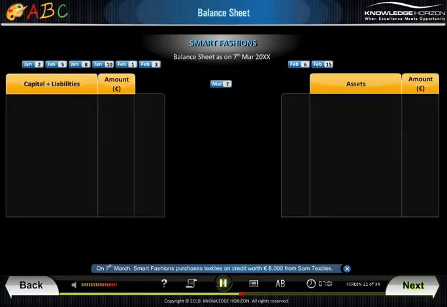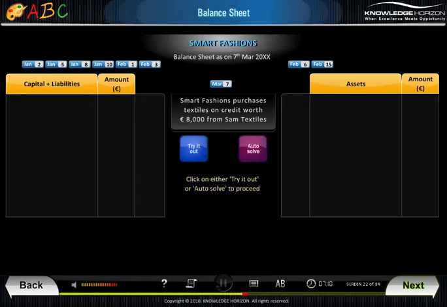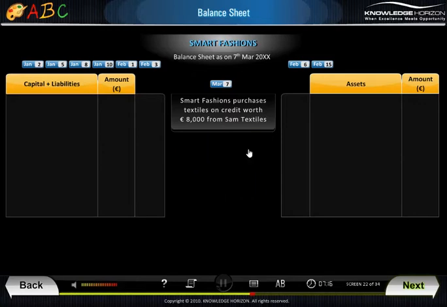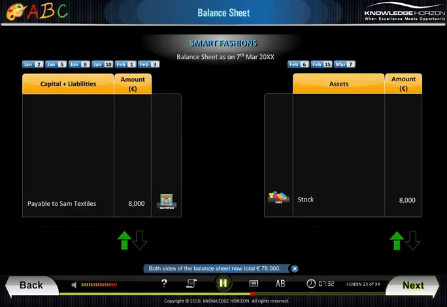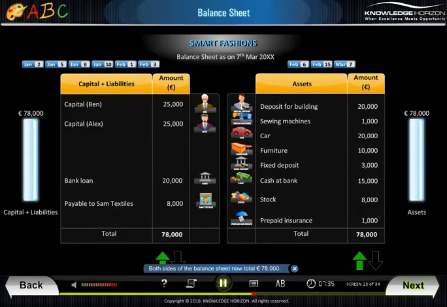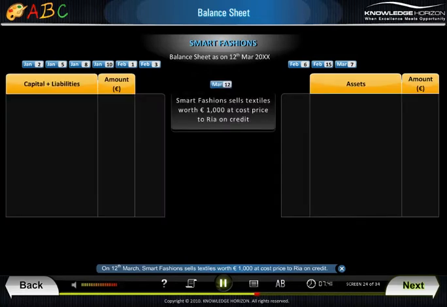On 7th March, Smart Fashions purchases textiles on credit worth €8,000 from Sam Textiles. Click on either Try It Out or AutoSolve to proceed. The credit purchase creates a liability in the name of Sam Textiles, which increases the total liabilities. Textiles is added as stock, which increases the total assets. Both sides of the balance sheet now total €78,000.